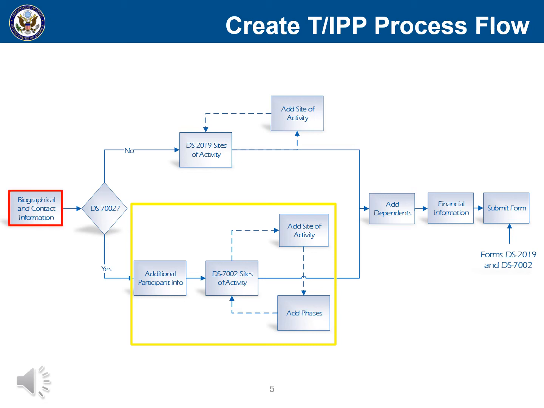After entering the non-immigrant's biographical and contact information, the user will go through the pages required for creation of the Form DS-7002. The TIPP-related pages are highlighted in the frame. The user must enter additional participant information, one or multiple sites of activity, and one or multiple phases corresponding with the sites of activity. Once the TIPP information is added, the user will continue creating the Form DS-2019 by adding spouse and/or dependents, if applicable, and financial information. The final step is submitting both forms DS-2019 and DS-7002.